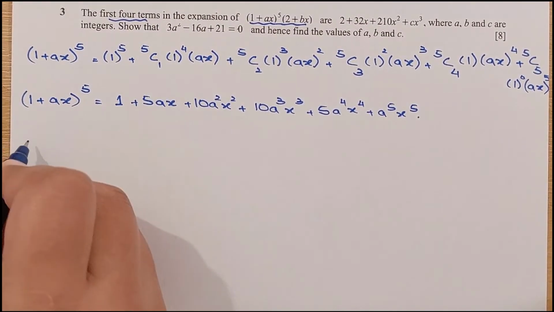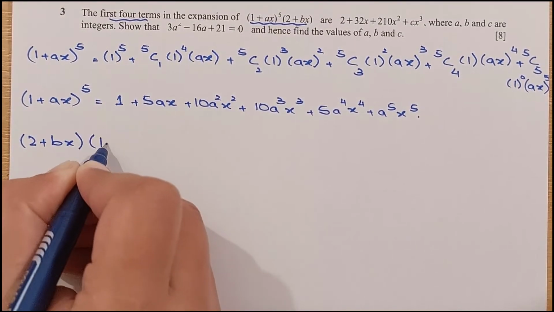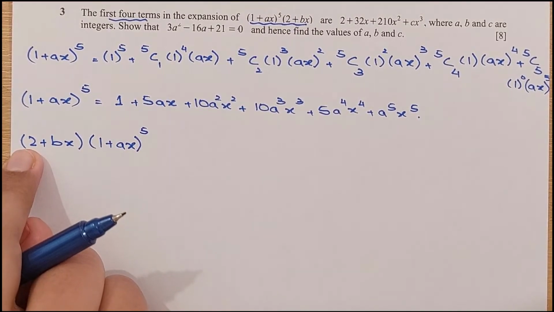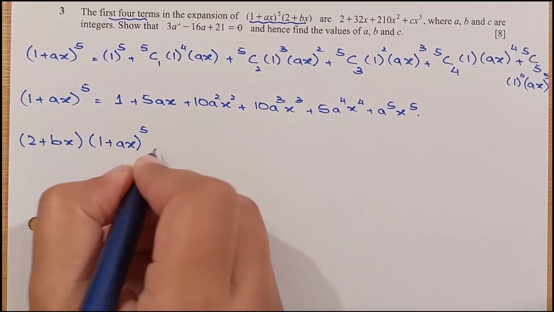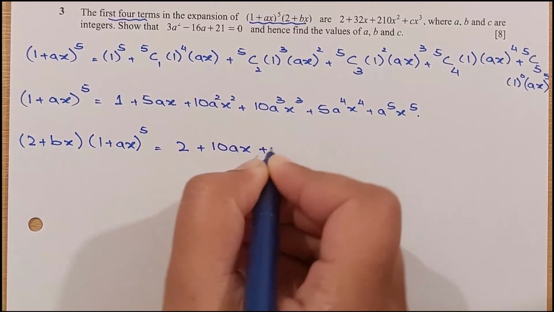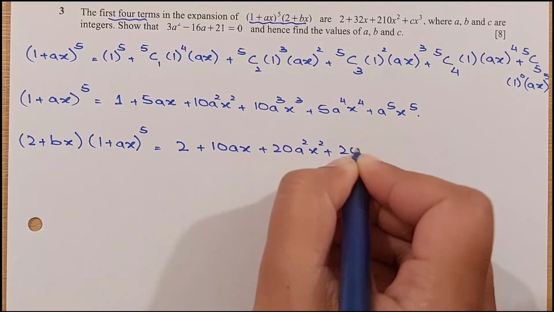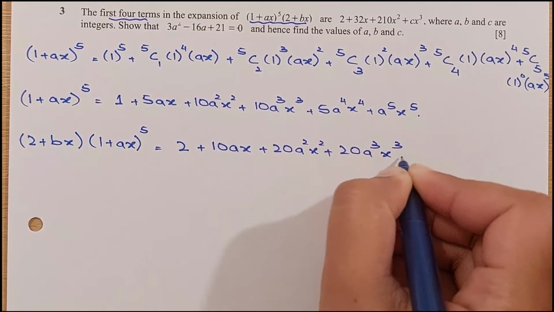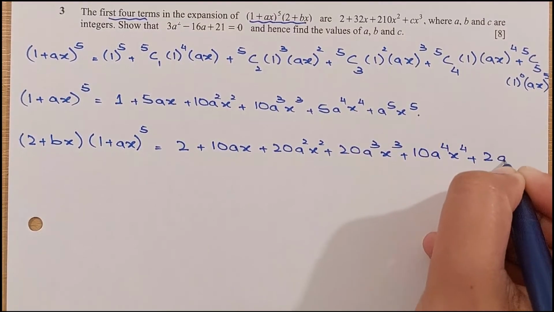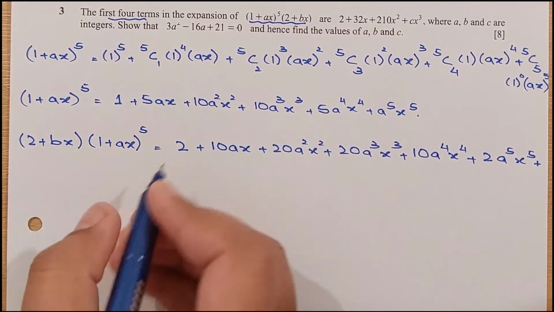Okay, now let me do the product and find the first 4 terms, right? So we can say that 2 plus bx is multiplying with (1 plus ax) power 5. So from these terms we have to first multiply by 2 and then multiply by bx. So times by 2 first. So 2 times 5 is 10ax plus 2 times 10 is 20 a squared x squared plus 20 a cubed x cubed, 2 times 5 is 10 a power 4 x power 4 plus 2 a power 5 x power 5, right? Now multiply by bx, right?